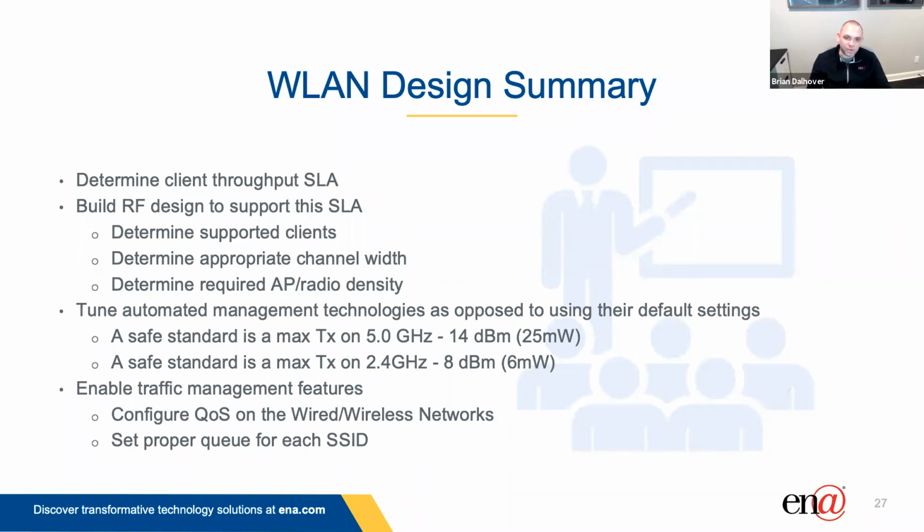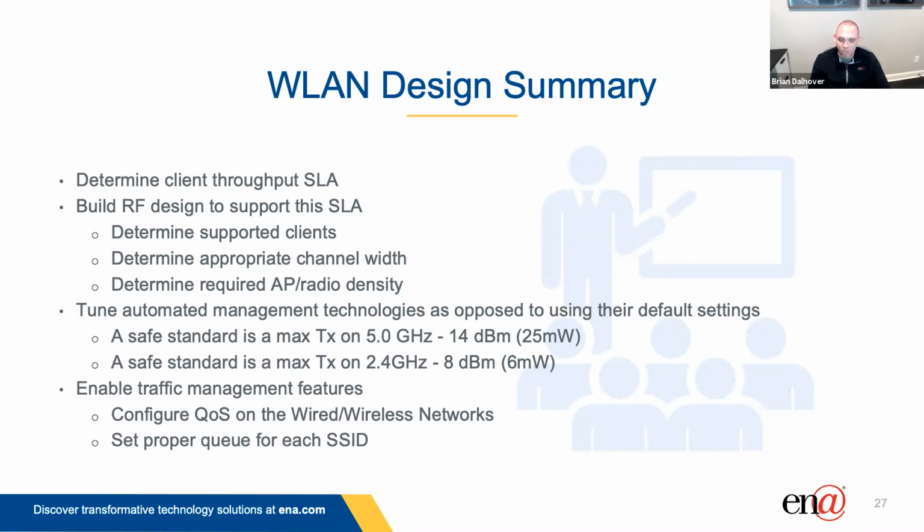So to do that, once we understand what our clients need, then we build an RF design that supports that. So we're going to figure out what devices we can support. Hey, if somebody's bringing their own device, all you can really give them is best effort service. But if you're providing a device, let's figure out the best ones to support their needs. From that, you determine an appropriate channel width, and figure out how many access points you need around the building. And then there's this misconception that automated technologies do a really good job at managing a Wi-Fi network. And I won't discredit that, but what I'll say is automated technologies don't work as well when they're on their default settings. So you want to standardize your default settings.